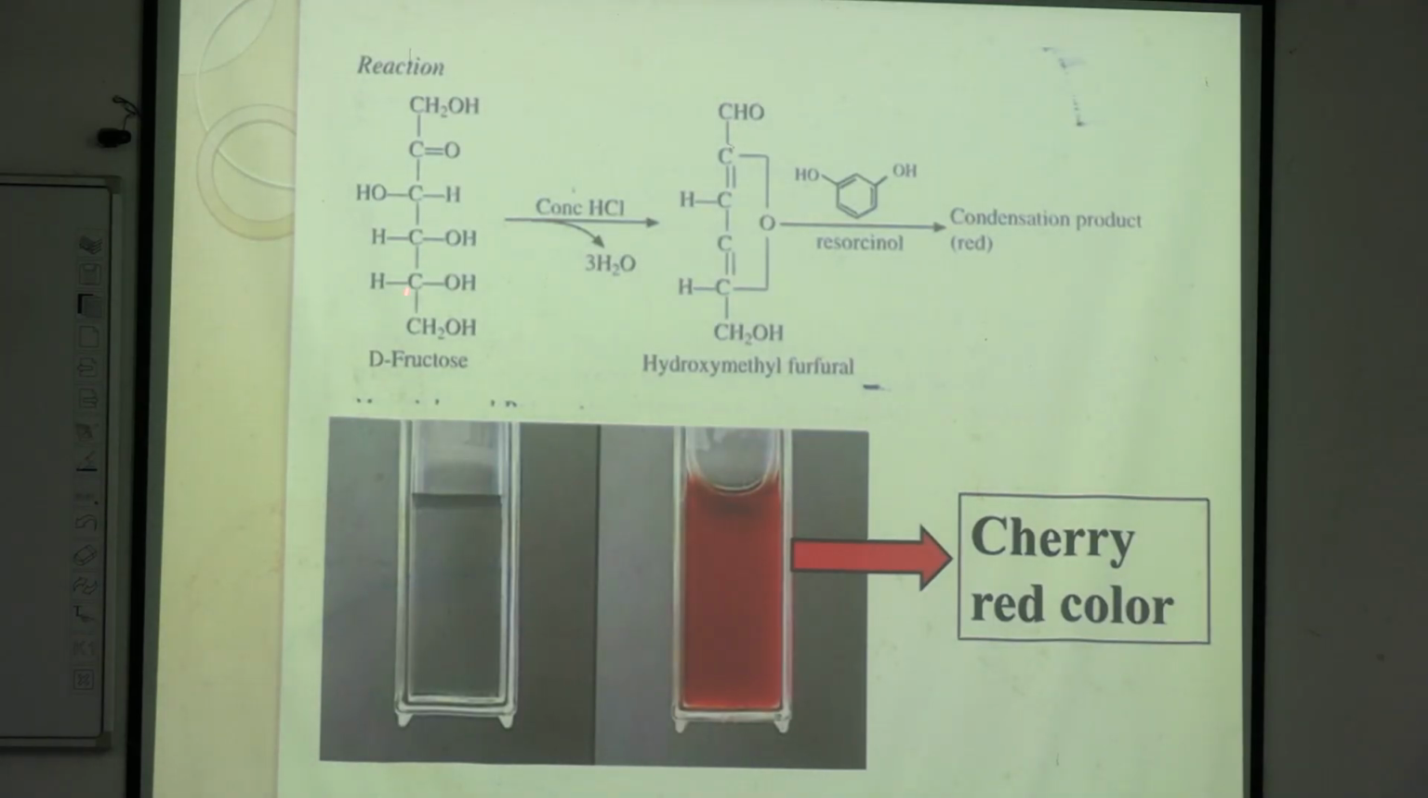See, this is the fructose in presence of concentrated HCl. A condensation reaction is occurring here to form a furfural ring. And if we treat it with resorcinol, it will give a cherry red colored compound. So all the tests for identification of carbohydrates give a particular color. From that color, we can assess whether the compound we are looking for is present or not.